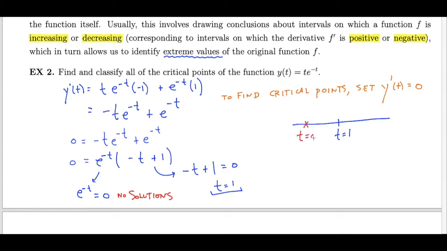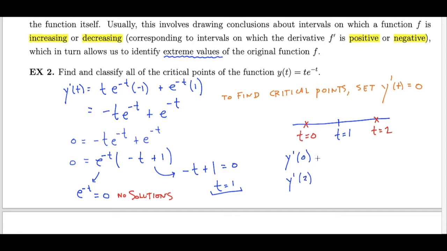A possible test point would be, say, t equals 0 on the left. A convenient test point on the right would be, for example, t equals 2. So what I'm going to do is plug both of those into my first derivative. So I'm interested in finding y prime of 0 and y prime of 2.